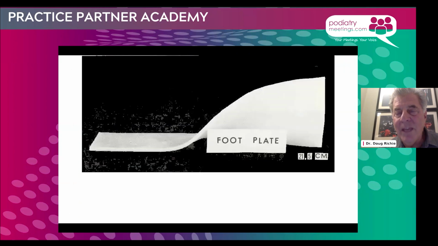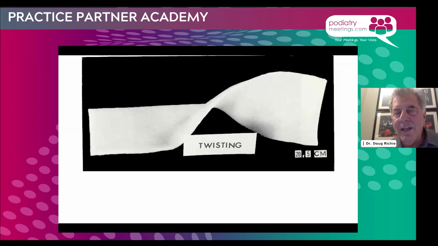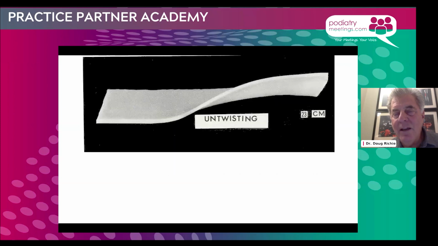He demonstrated this with a simple plate of plastic. He took the plate and oriented it like the human foot, the rear foot vertical on the right-hand side, the forefoot horizontal, and he twisted it, where he inverted the rear part of the plate on the right-hand side. This induces an arch shape to the medial and lateral sides of the plate, but it also shortens the length of the plate from 21.5 centimeters to 20.5. If he turned the rear part of the plate into valgus, he untwisted the plate and the plate lengthened.